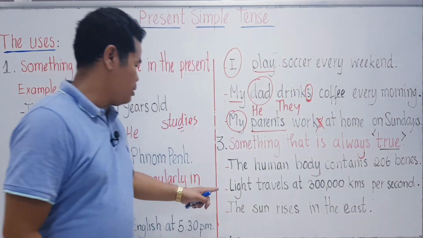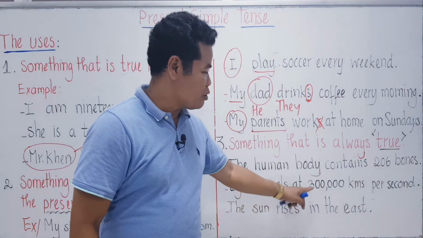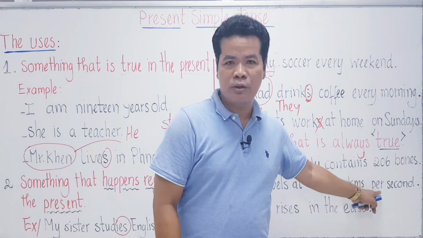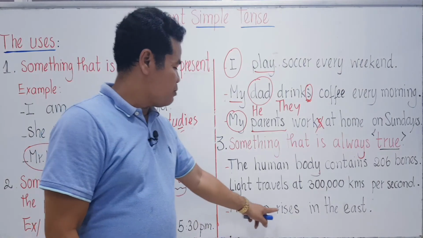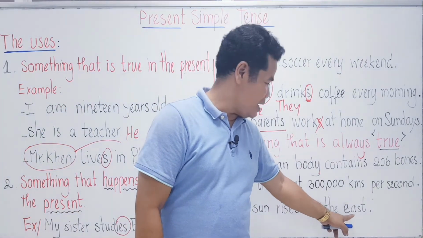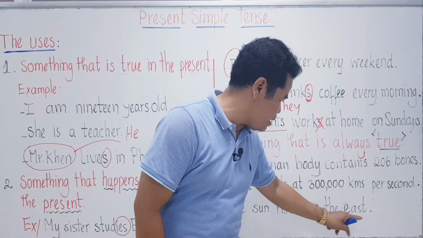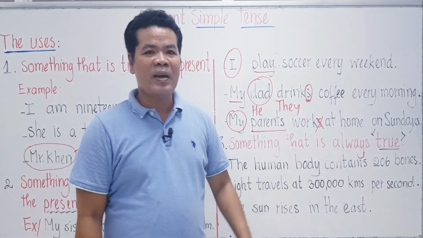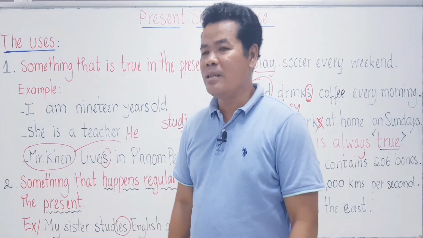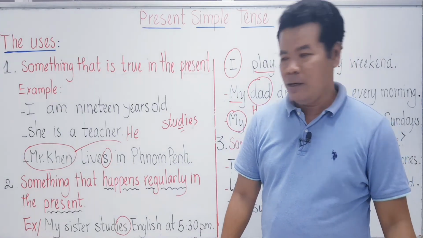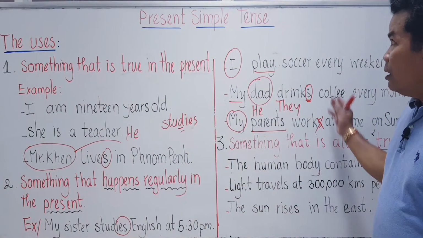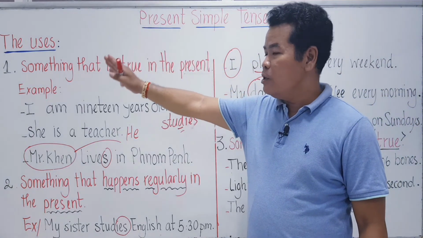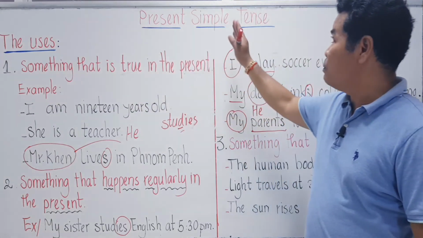Let's go to another one. Light travels at 300,000 kilometers per second. This is a fact. This is true. The sun rises in the east. It's true, okay? Absolutely true. It cannot rise in the west. It cannot rise in the south. It cannot rise in the north, okay? So it rises in the east. So today I'm going to explain to you the 3 uses of the present simple tense.